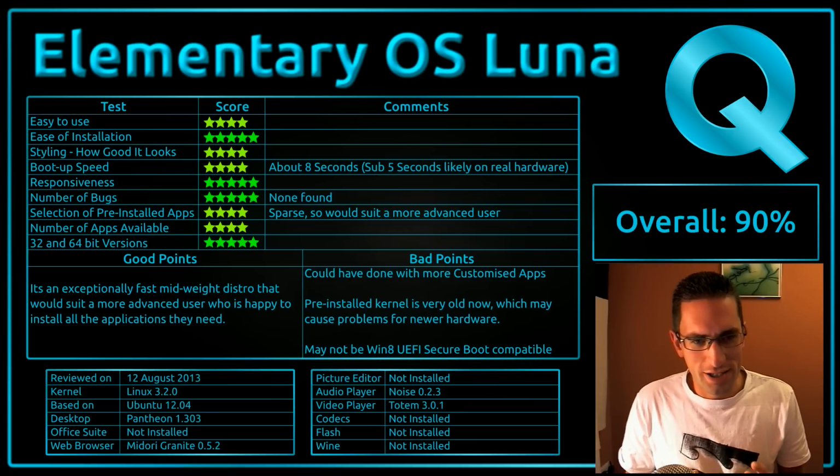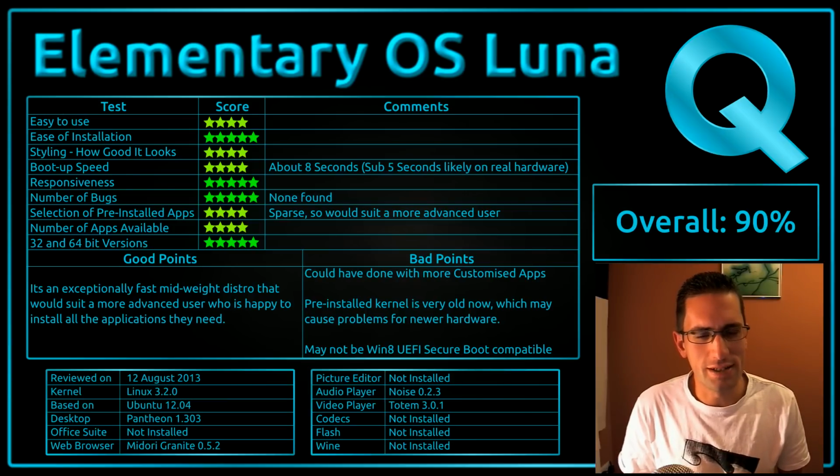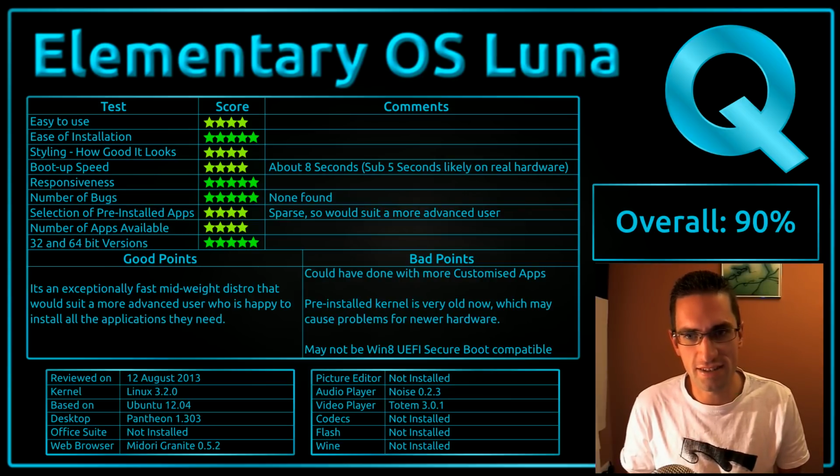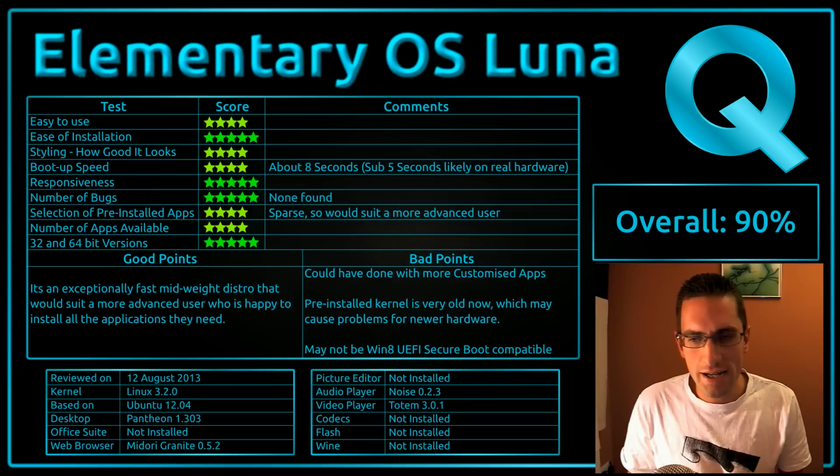The pre-installed kernel now is very old. It could cause problems with newer hardware. Certainly I do believe the Ubuntu 12.04 kernel couldn't cope with the NVIDIA 600 series of graphics cards. So you would have to update that. But it's not that difficult. There's a couple of videos on my channel how to do that. And it may not be Windows 8 Secure Boot UEFI compatible. Not certain on that one, but I don't see any mention of it actually being so, because I don't think Ubuntu 12.04 is. Maybe UEFI compatible, but not UEFI Secure Boot, which are two different things.